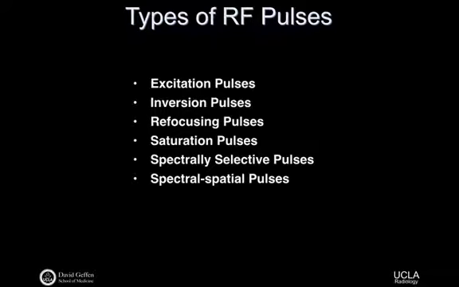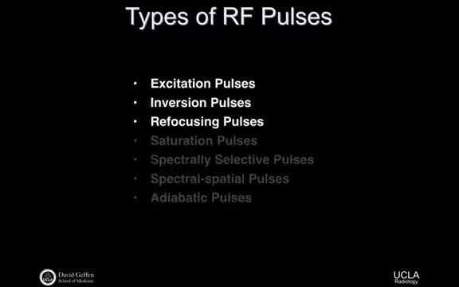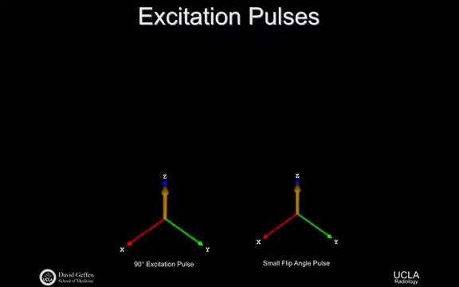We can also have what are called spectral-spatial pulses, where we can limit the effect of the RF pulse to a specific spatial location. We're not going to get into the details of these in this class. They might touch on it some in 229, the follow-up to this class. And we can also have adiabatic pulses. Really, the list goes on and on. We'll talk some about saturation pulses. In fact, it'll show up in your homework assignment, I'm pretty sure. We won't get into these other pulses at all, so I'm just pointing out that they're there.